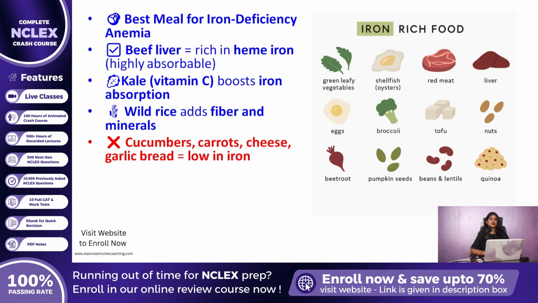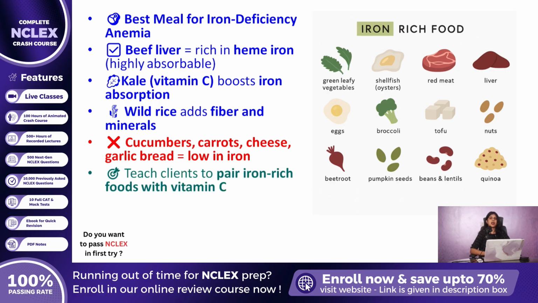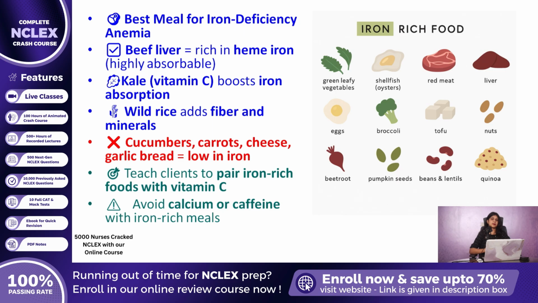Cucumbers and carrots are not iron-rich. The omelette and cheese do not provide enough bioavailable iron, and although lentils contain non-heme iron, their absorption is limited and not enhanced by garlic bread. Proper dietary education for anemia should focus on combining iron-rich foods with vitamin C and avoiding inhibitors like calcium or caffeine during iron-rich meals.